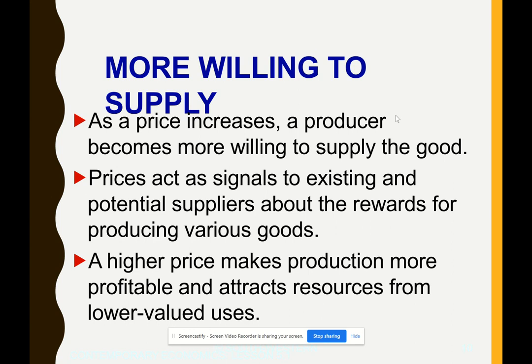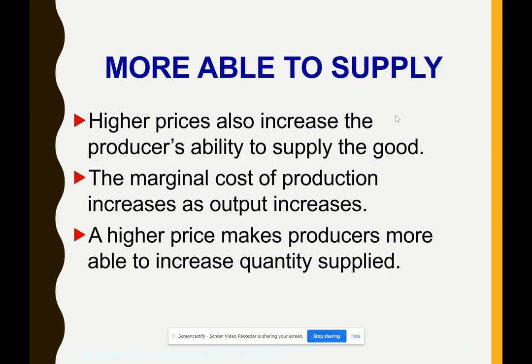Price acts as a signal to existing and potential suppliers about the rewards for producing various goods. Higher price makes production more profitable, and it attracts resources from lower valued uses. Higher prices also increase the producer's ability to supply the good. The marginal cost of production increases as output increases. A higher price makes producers more able to increase a quantity supplied.